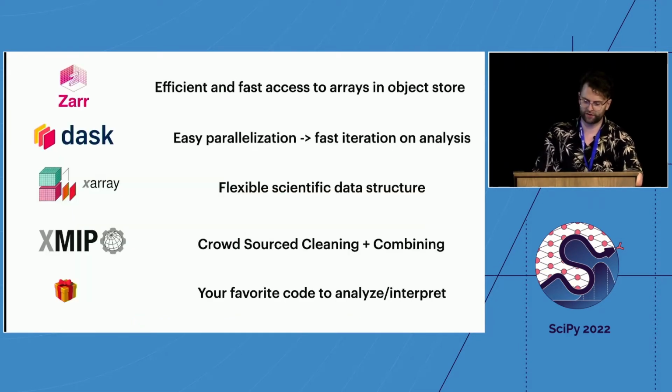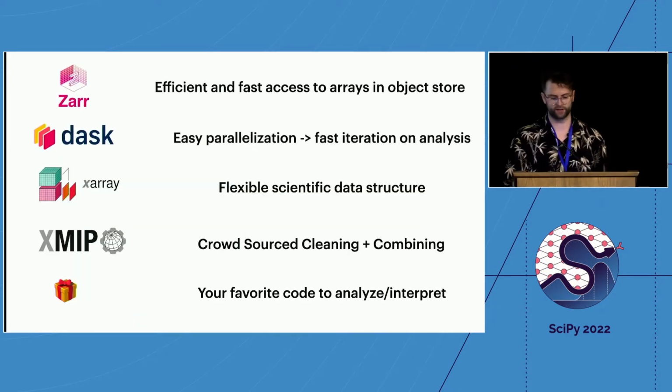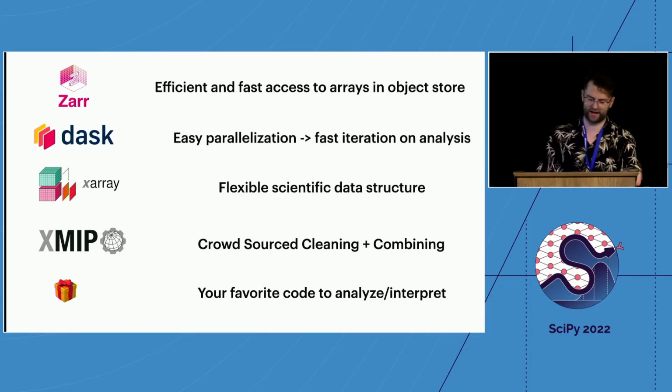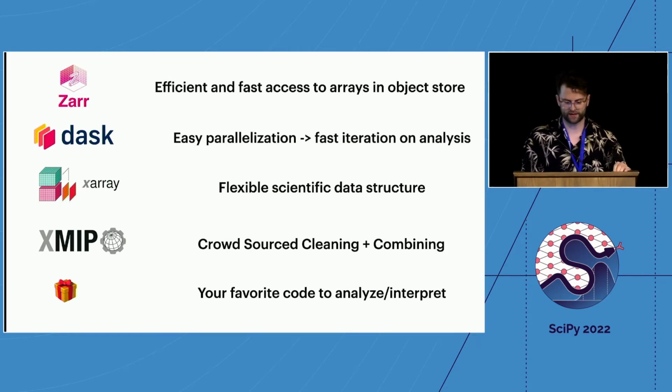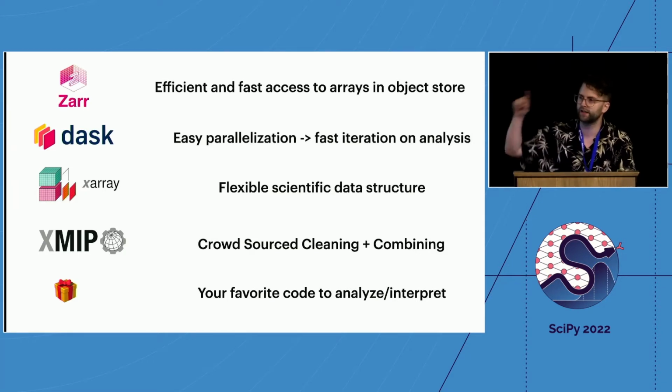And then the other half, I think, is this sub-part of the Pangeo stack. Really, these are the main libraries that make this work. Obviously, there are many more connected to this, but these are the ones I want to point out. At the bottom is Zarr, for efficient, fast access to arrays and object store. And then on top of that sits Dask, which enables easy parallelization and makes the data crunching and actually looking at the results loop go faster.